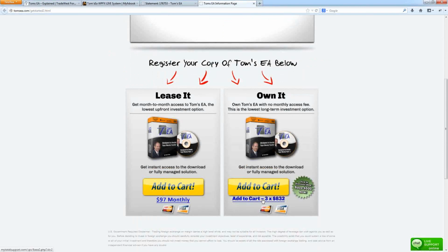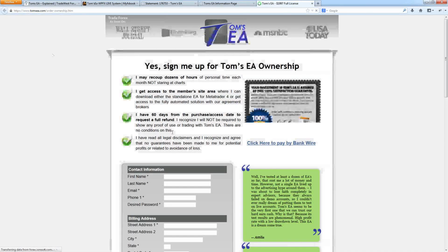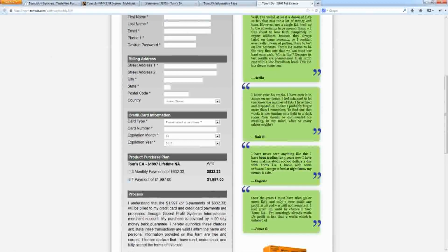Looks like it's 3 payments of $832. And they're saying you can save $500 if you do one pay. I'll click that and see here. Yeah, so if you do one pay, it's $1,997.